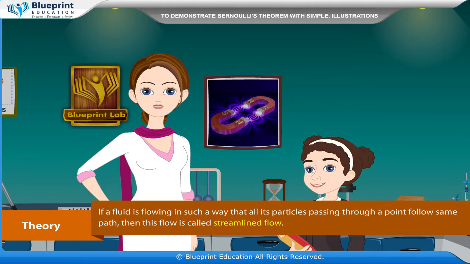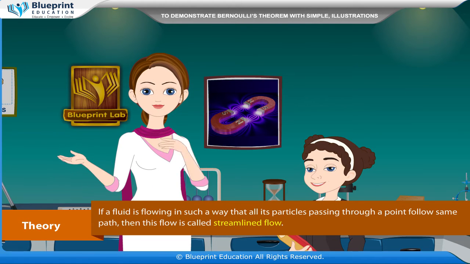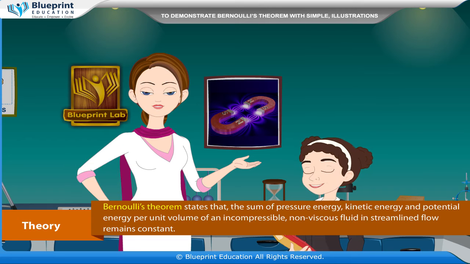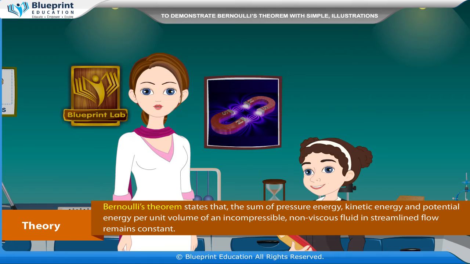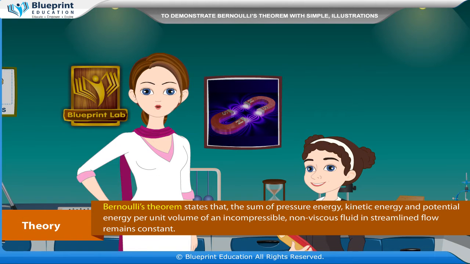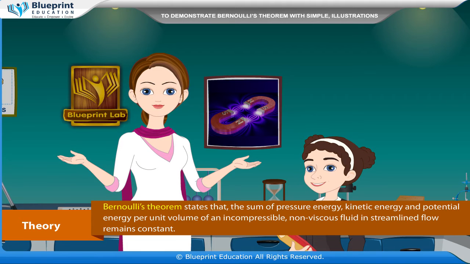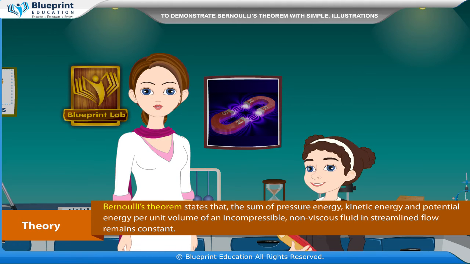Theory: if a fluid is flowing in such a way that all its particles passing through a point follow the same path, then this flow is called streamlined flow. Bernoulli's theorem states that the sum of pressure energy, kinetic energy, and potential energy per unit volume of an incompressible non-viscous fluid in streamlined flow remains constant.